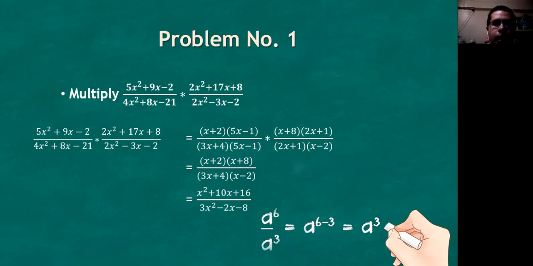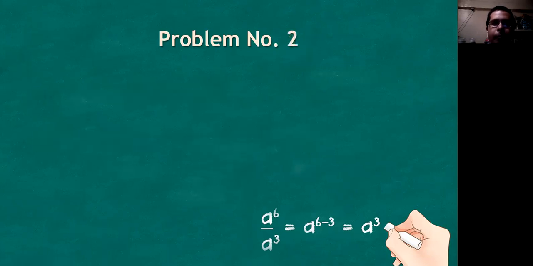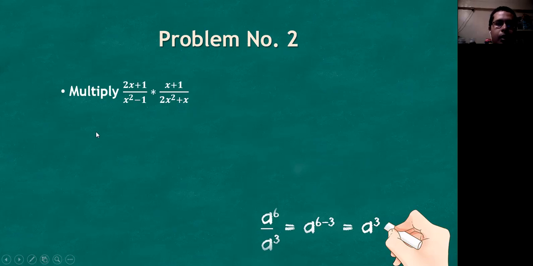Okay, so let's proceed with our second problem. We're going to multiply 2x plus 1 over x squared minus 1 multiplied by x plus 1 over 2x squared plus x. Like in our previous example, I'm going to rewrite the expressions here. That's 2x plus 1 over x squared minus 1 multiplied by x plus 1 over 2x squared plus x.